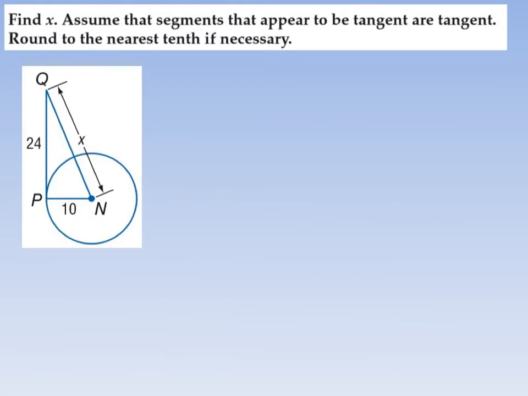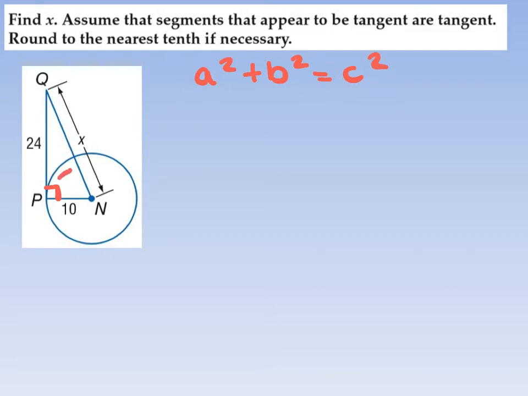In the next problem, it says, assume the segments that appear to be tangent are tangent, round to the nearest tenth if necessary. So since we're assuming this is a tangent, we can assume that this is a right angle. So if I use Pythagorean theorem, so I have a squared plus b squared equals c squared, because I'm solving for the missing side of a right triangle.